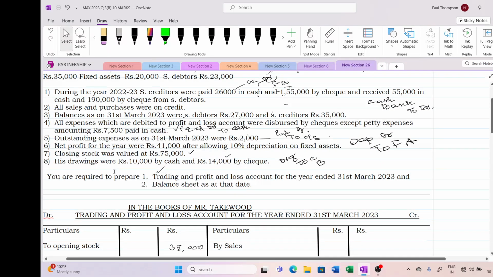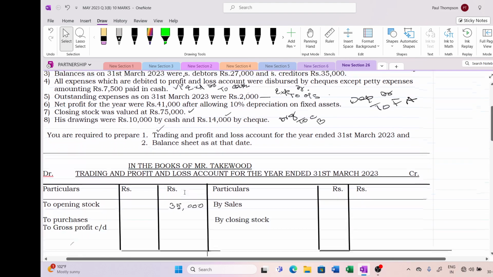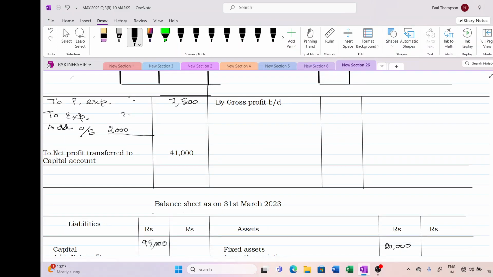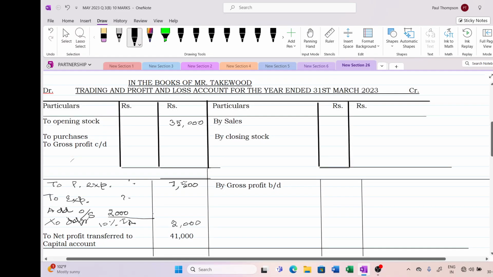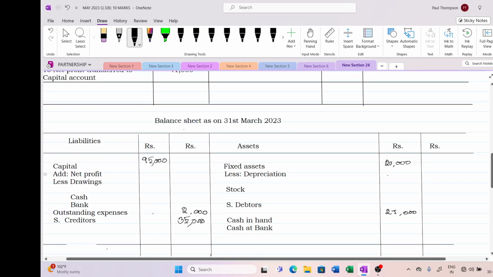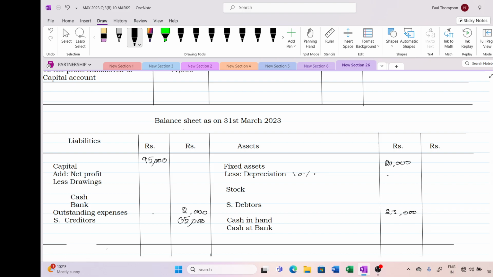Now moving on to point number 6. Net profit they have already given, 41,000 after allowing 10% depreciation on fixed asset. Depreciation debit to fixed asset account. Ultimately, depreciation will go to your P&L account. Okay. So now net profit is already transferred here. So we are going to write the depreciation, 10 percent on fixed assets. That is your 20,000 fixed asset. 10% will be 2,000. This will go to your P&L account, and we have to write it in our balance sheet also. Less depreciation 10 percent. So you have to write 2,000.